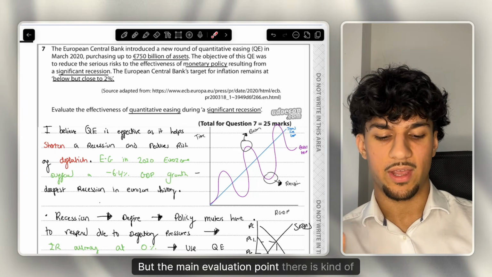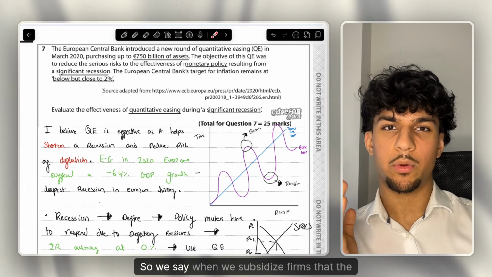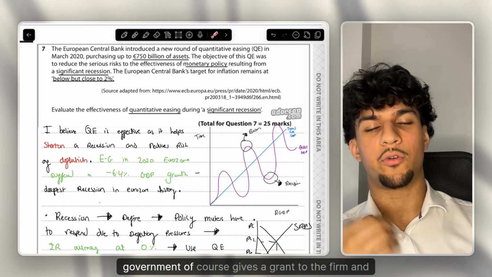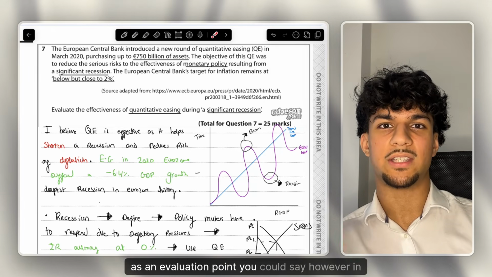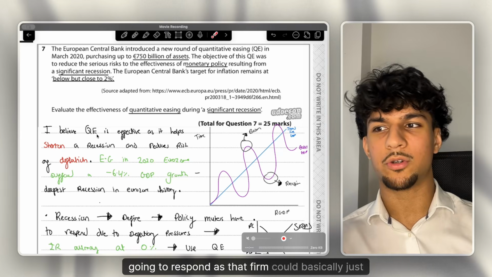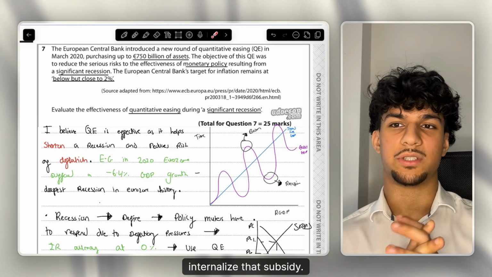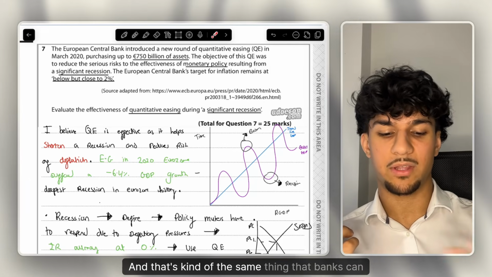But the main evaluation point there is kind of similar to the subsidies evaluation point from micro. So we say when we subsidise firms, the government of course gives a grant to the firm, and as an evaluation point, you could say that it depends whether that firm is actually going to respond, as that firm could basically just internalise that subsidy, so they could just take the money from the subsidy and not do anything with it. And that's kind of the same thing that banks can do.